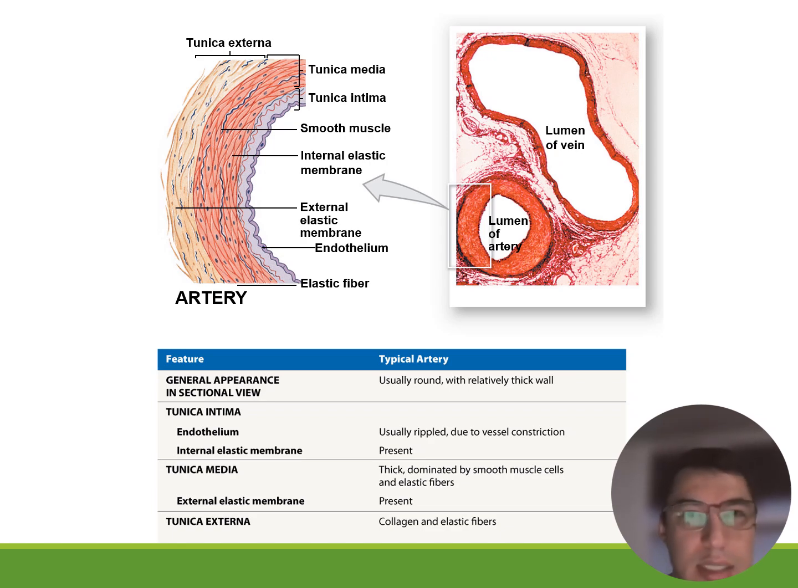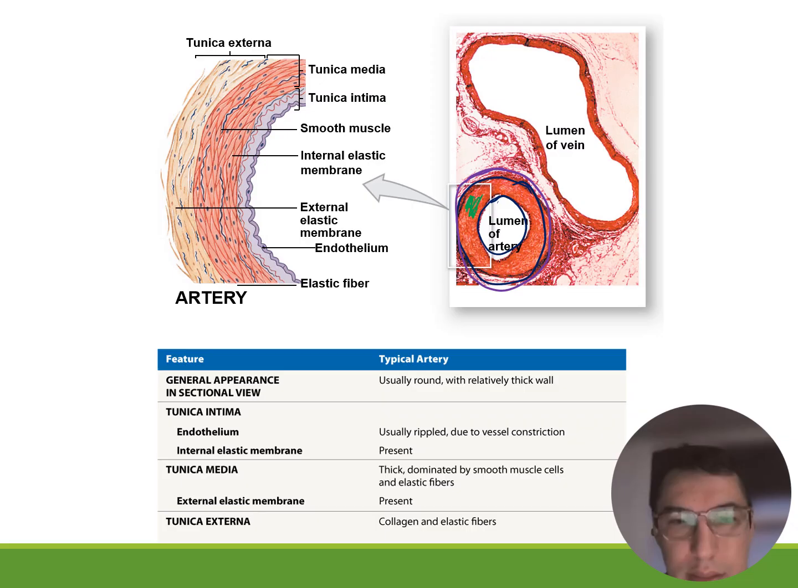Here you can see the artery under the microscope. You can see that the artery seems smaller. That is because it doesn't have the blood to push it out, to push it wider. It's not that it's under constriction. This is the inner layer. This right here is the tunica media. And then outside of it, we have the tunica externa.